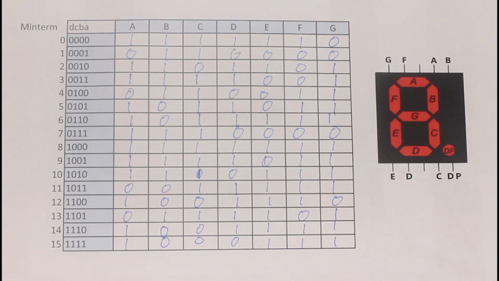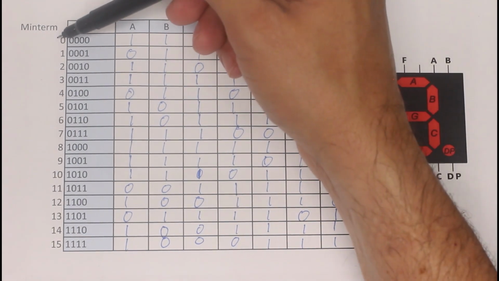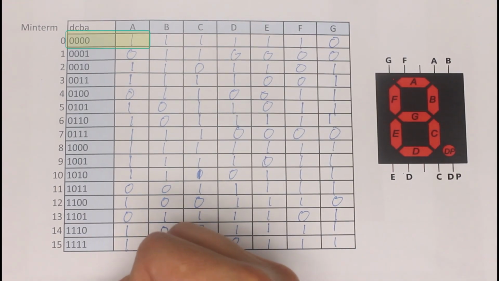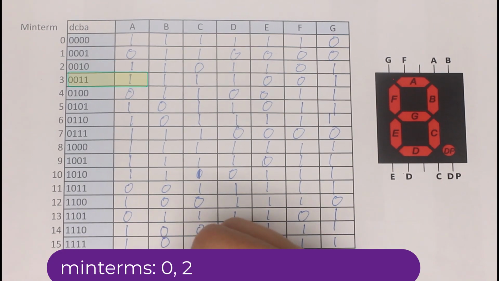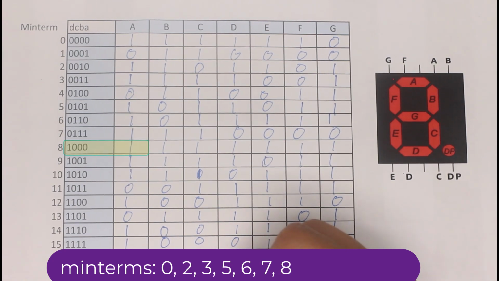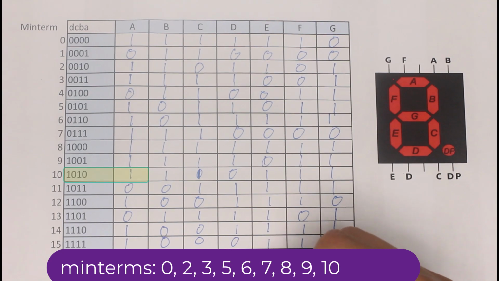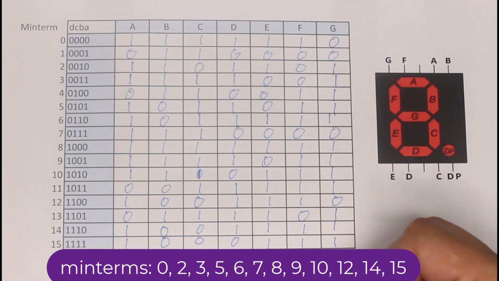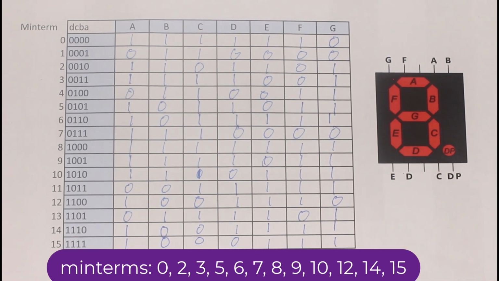Now that our truth table is filled out, let's go ahead and use function A as an example to identify the minterms. So now we'll see the minterm is every value that generates a 1. So for function A, the minterms will be 0, 2, 3, 5, 6, 7, 8, 9, 10, 12, 14, and 15. And we'll go ahead and save this information to be used later.